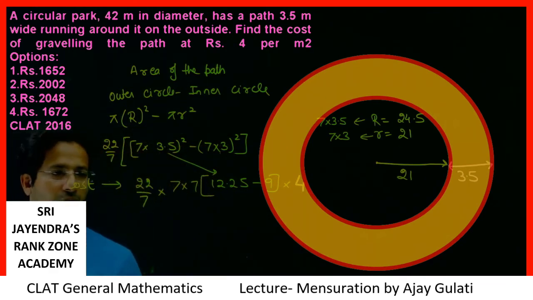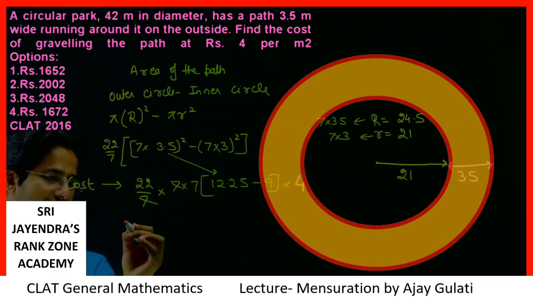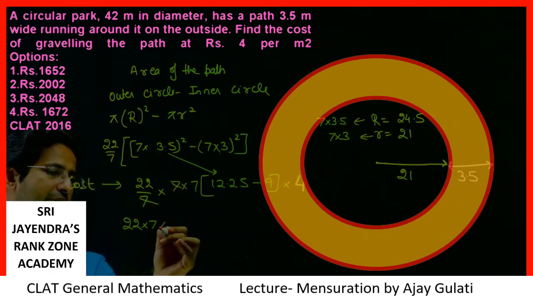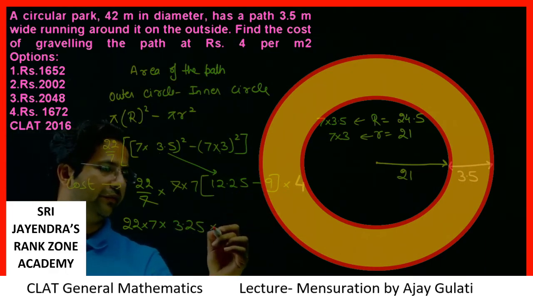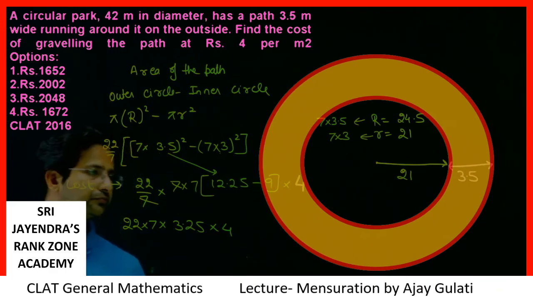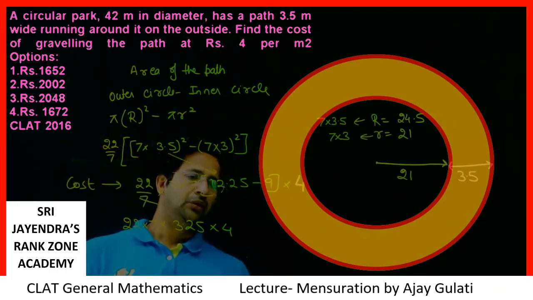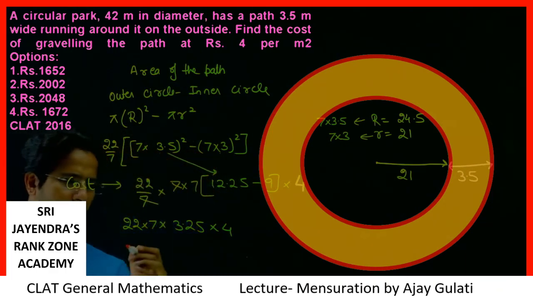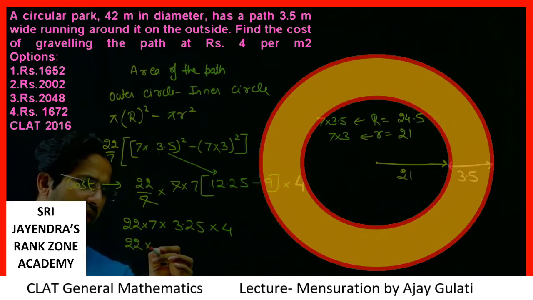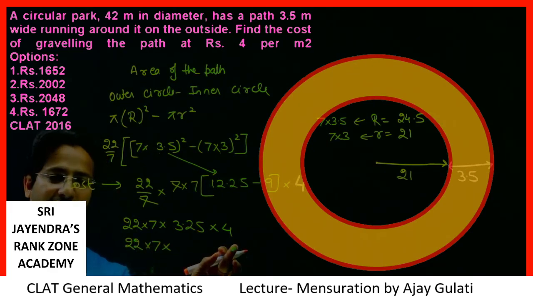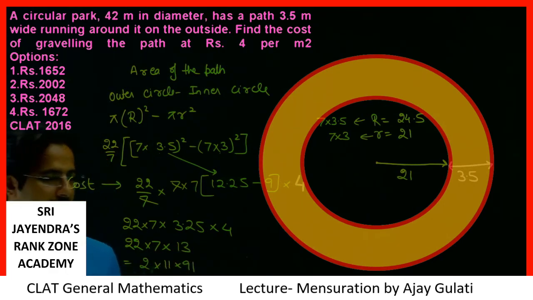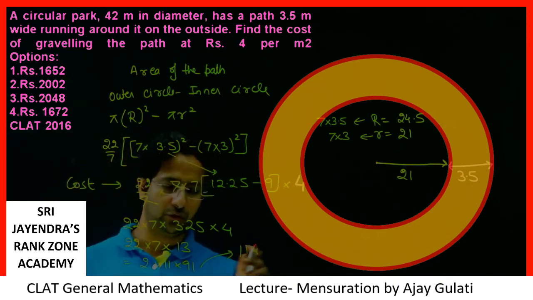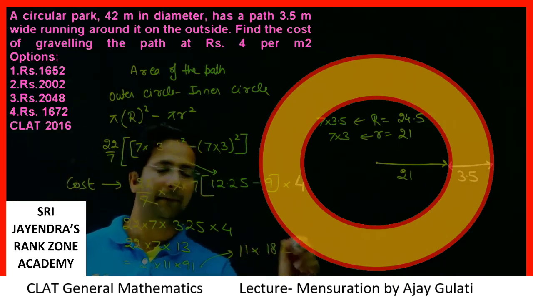Now what do I do? 1 7 and 1 7 cancel. This gives me 22 into 7 into 3.25, and this will be 3.25 into 4. So not that tough. 22 into 7, 3.25 into 4, that is 13. I can write 2 into 11 into 91. For easy multiplication, write it as 11 into 91 into 2, which is 182.